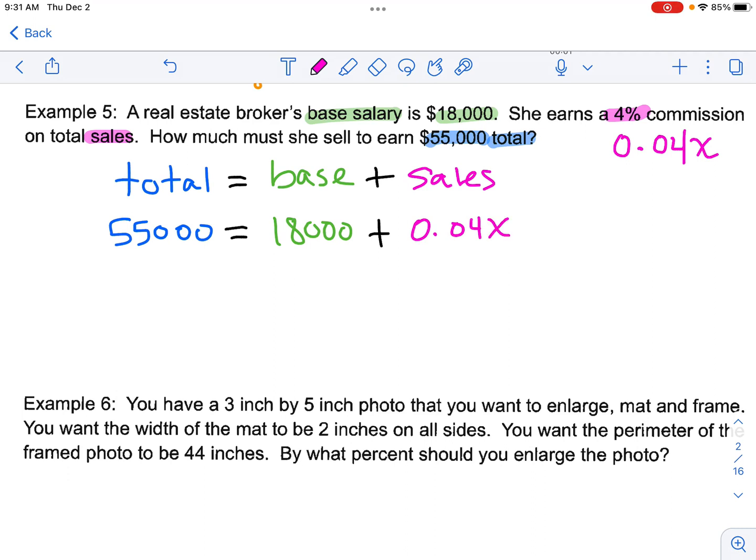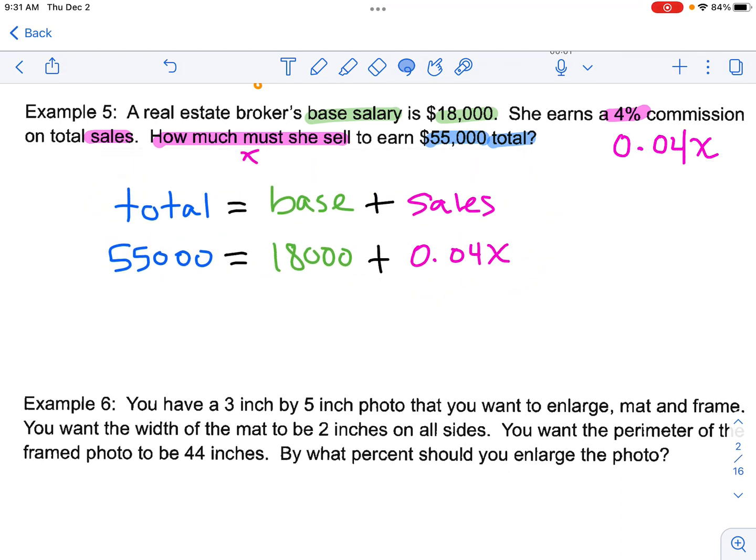So this is 0.04x. So there's our variable, right? This is an equation, we need a variable to solve for. And we want to know how much she has to sell. So how much must she sell? How much must she sell is our x. Okay, I'm going to move that down a little bit so it's a little farther away from my annotation.